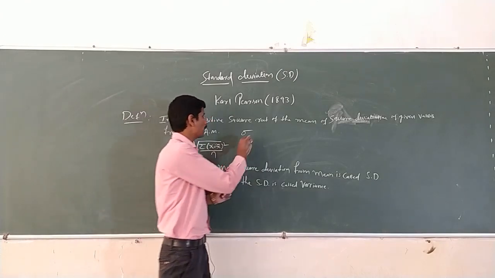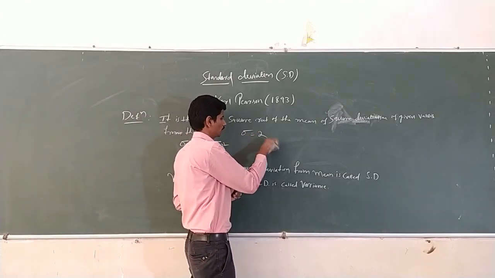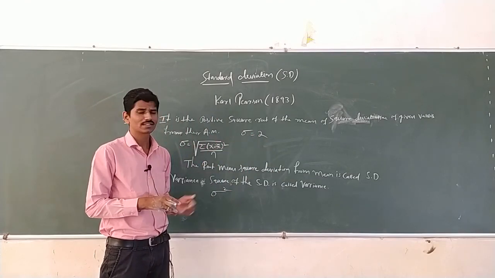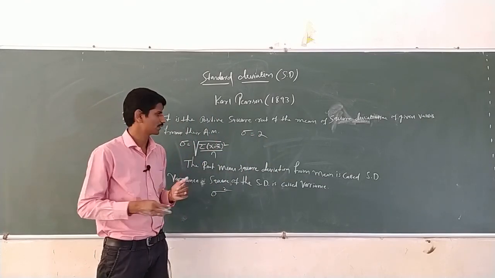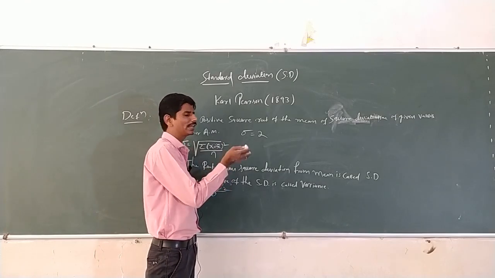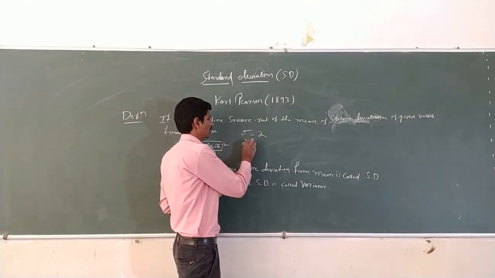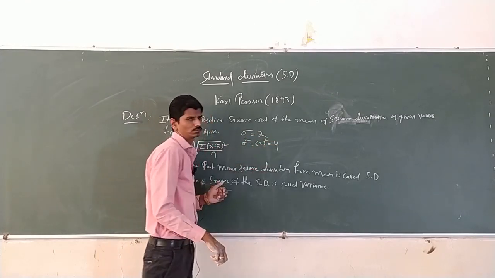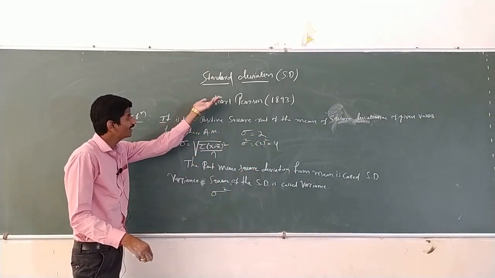Suppose sigma equals 2, the standard deviation is 2, find its variance. Variance is the square of the standard deviation, that is sigma square, that is 2 square, which equals 4.